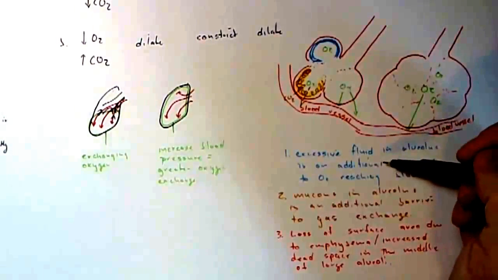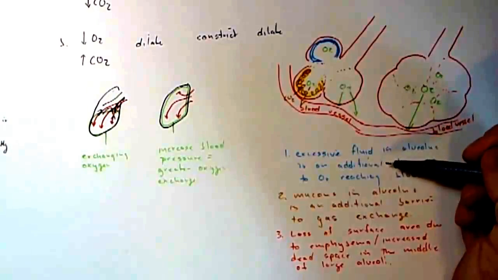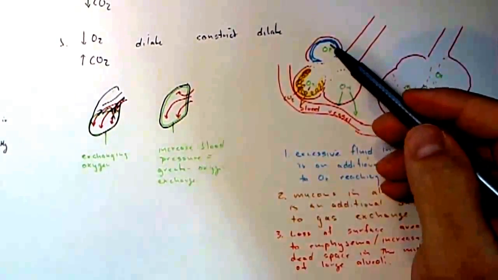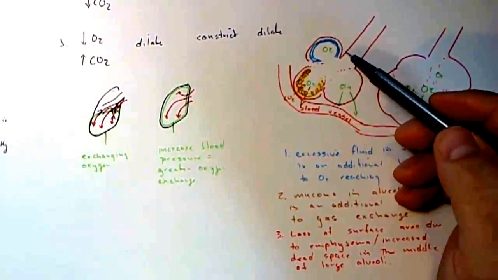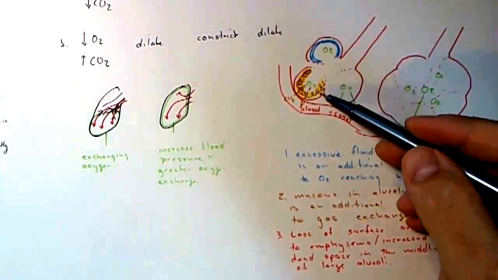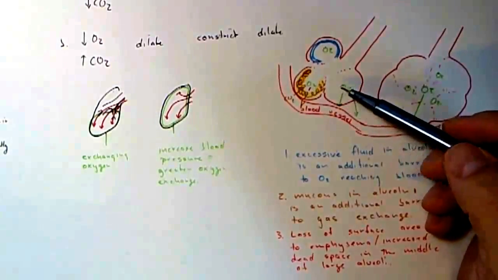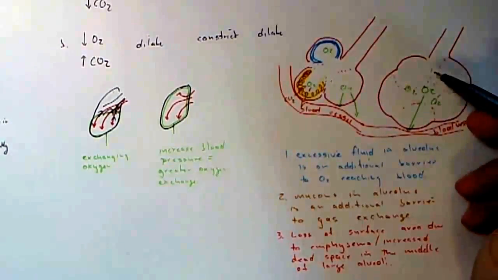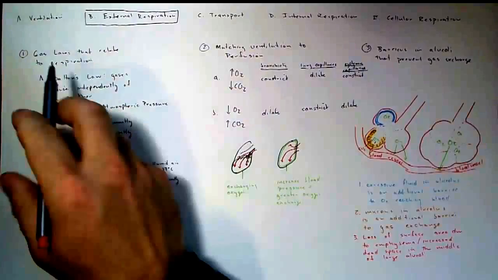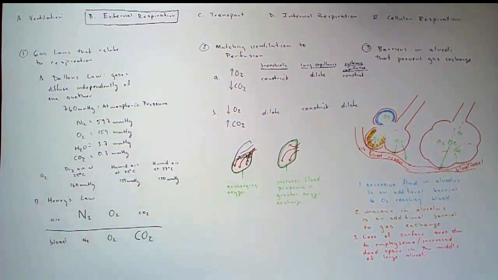So excessive fluid would be disorders like we talked about in ventilation, where you have excessive fluid in the alveolus, so things like bronchitis or pneumonia. Excessive mucus would be anything that causes mucus to build up, so this would be like the flu or respiratory distress. And then loss of surface area is usually related to emphysema. So that takes us through external respiration.